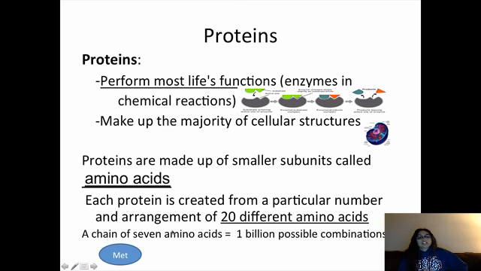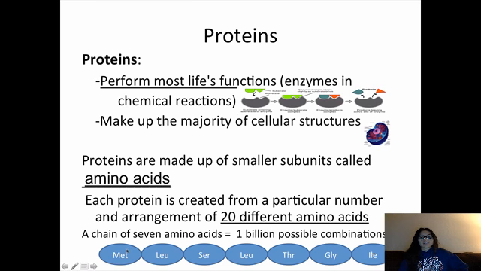Example here, a chain of 7 amino acids, so if we just took 7 out of 20, can make 1 billion possible combinations. So here's 7 different amino acids here. 7 different amino acids, you can make 1 billion possible combinations. So basically, there's almost limitless possibilities as to how we could build these proteins. And when you build proteins with different amino acids, different numbers of amino acids, it causes structures to be built differently. It causes chemical reactions to be sped up, slowed down, all these different things. Just by changing the arrangement of the amino acids, you make different types of proteins. So there's almost a limitless possibility of what we could do with building proteins.